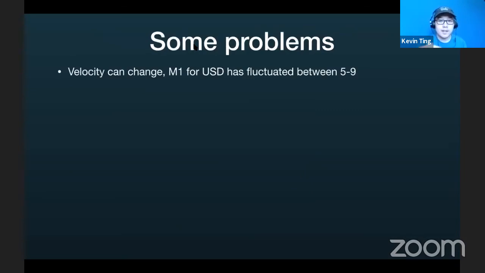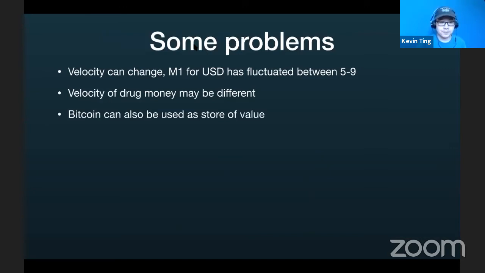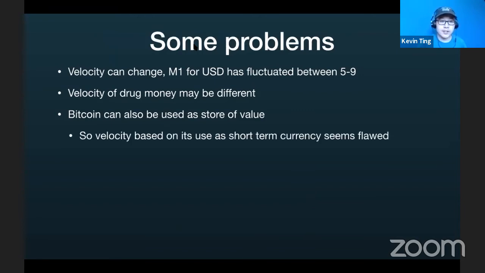Some problems potentially with this approach. The velocity can change. This assumes a constant velocity of 10, but the M1 for even fiat currency has fluctuated between like 5 to 9, for example. And the velocity for drug money may be even more different compared to M1 for USD. Also, Bitcoin can be used as a store of value, so to calculate its velocity based purely on its use as a short-term currency just seems kind of flawed.